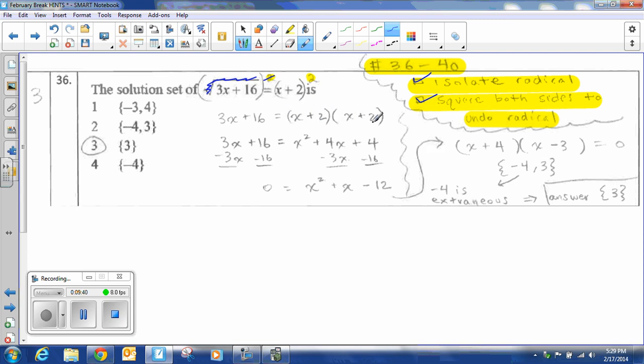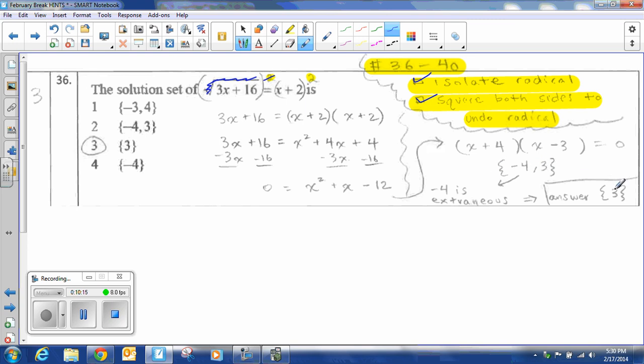Now I am emphasizing this because so many people make mistakes when they have a binomial squared, because they only do x squared plus 2 squared and they get x squared plus 4, which is wrong because you need to FOIL. And when you FOIL, you end up with this middle term. Okay? So I worked this one all the way through. As you can see, here's your factor step, and your solution set is -4 and 3.